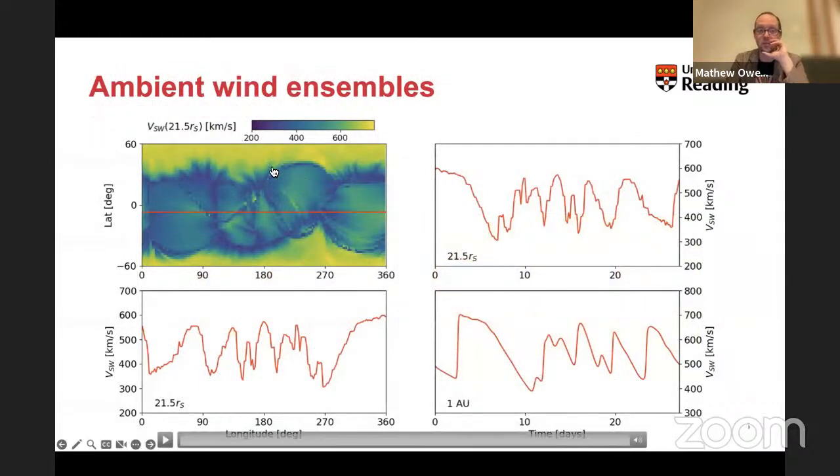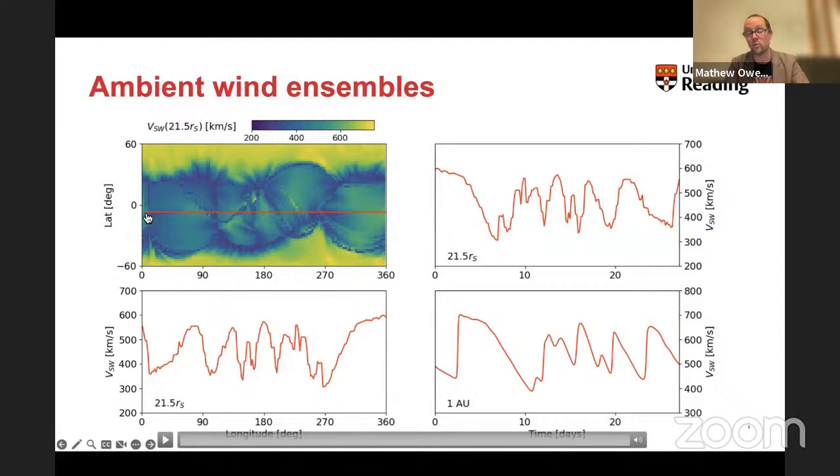And so, for a given, here's a map. So this is latitude, longitude. So we've taken that sphere and unwound it. So this is a Mercator projection. This is at 0.1 AU. Earth at this time is below the equator, so that's the red line there.